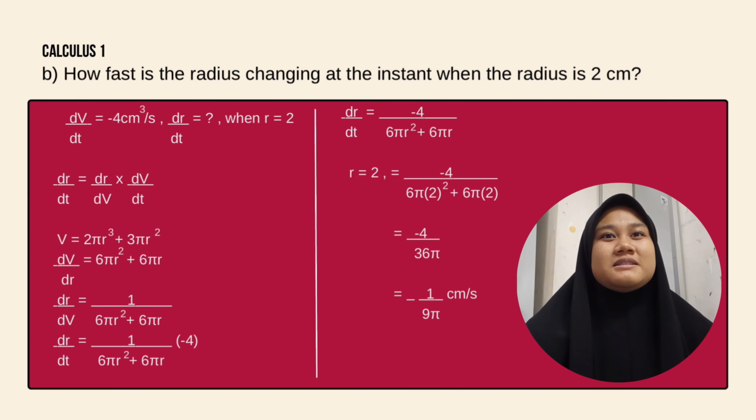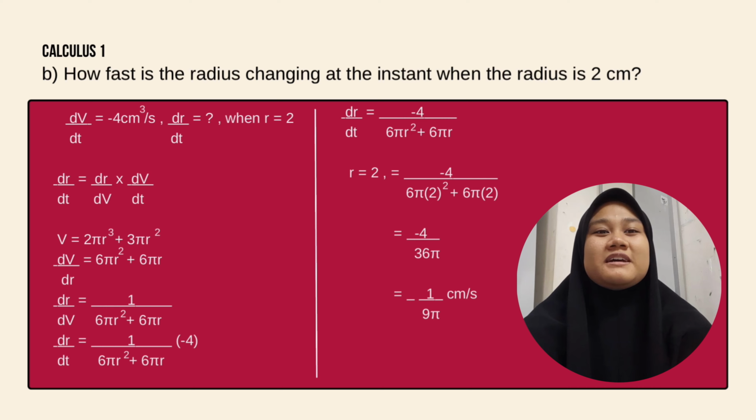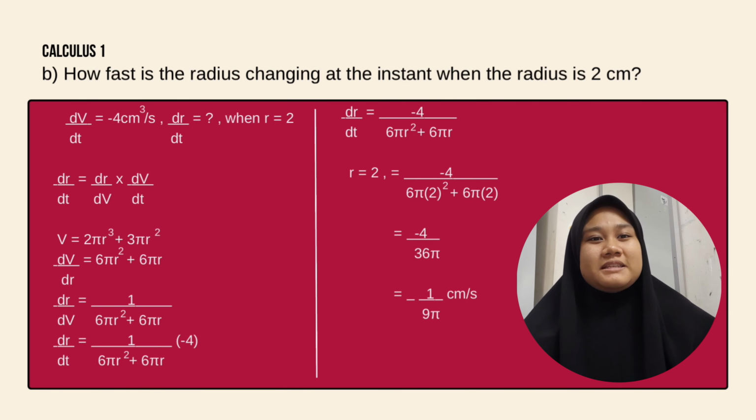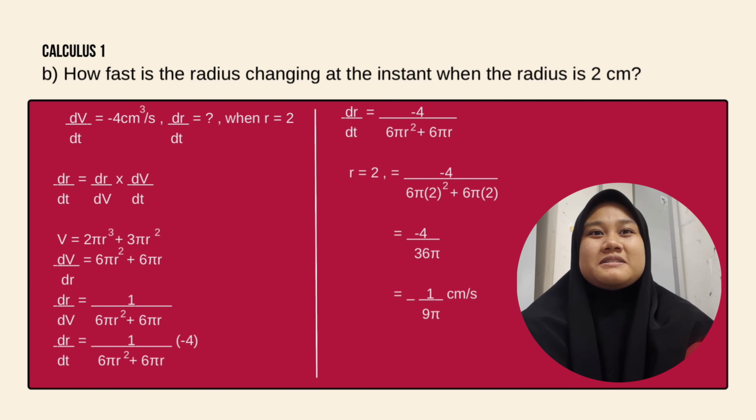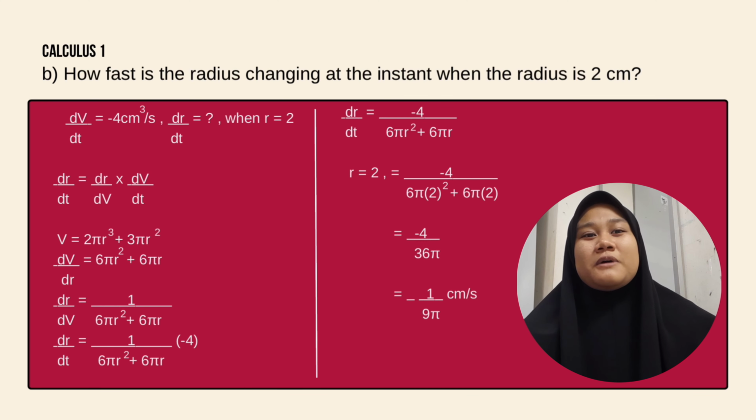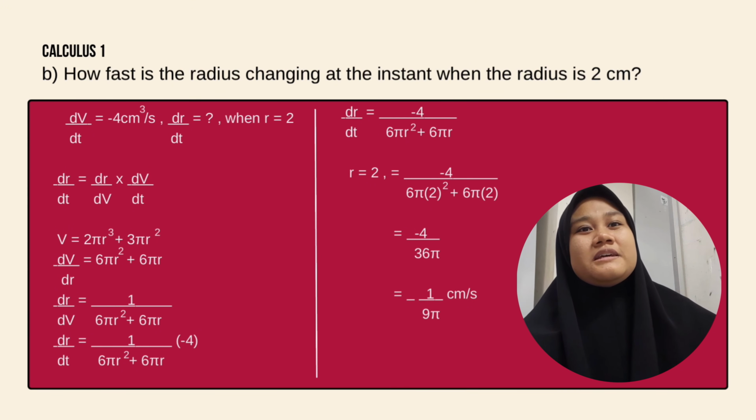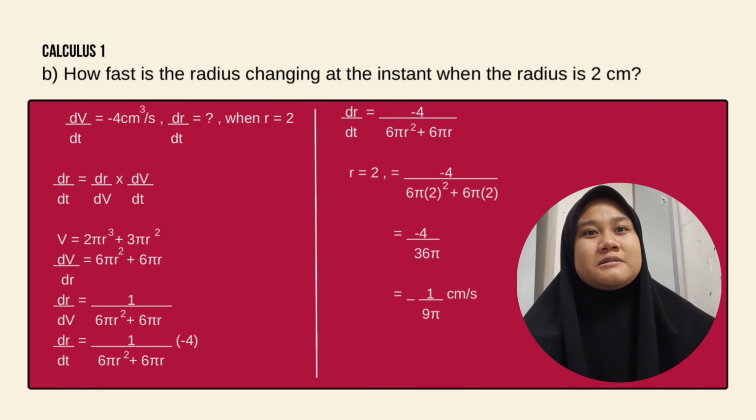B. How fast is the radius changing at the instant when the radius is 2 cm? First step, we have the information that dV/dt is negative 4 cm³ per second. So we need to find dr/dt when the radius is 2. In the first step, we can separate dr/dt as dr/dV times dV/dt, for V = 2πr³ + 3πr².